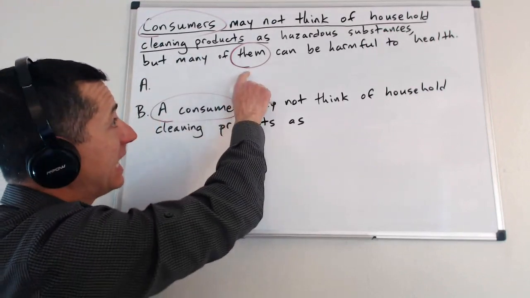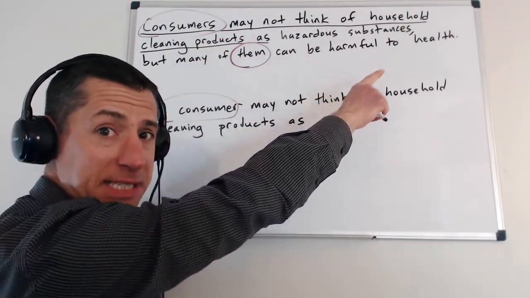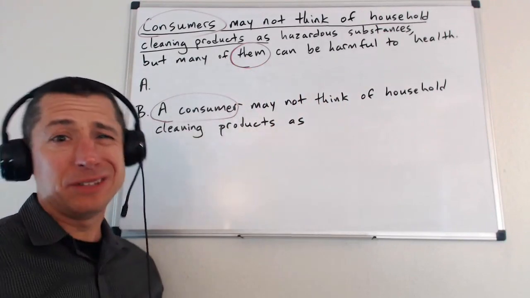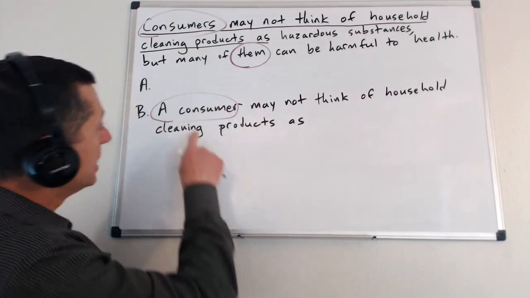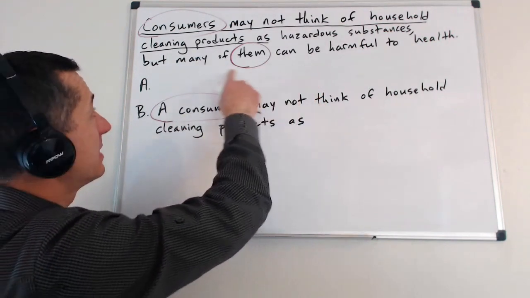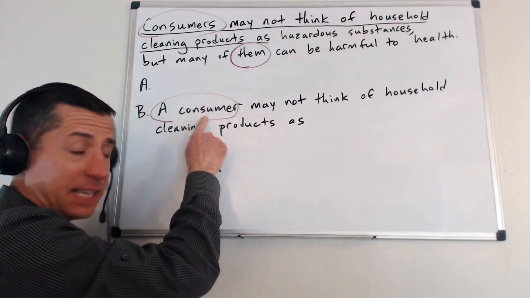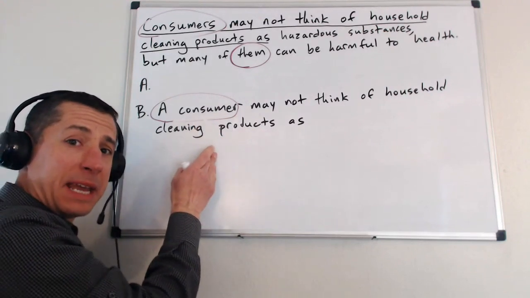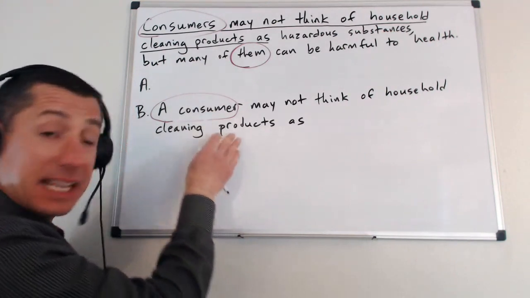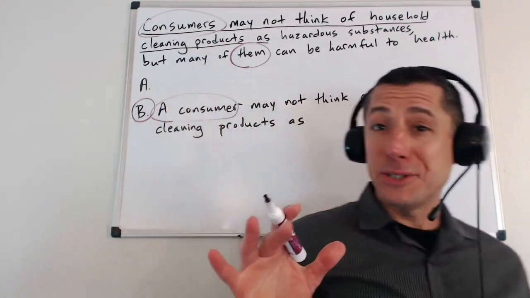So we go from saying them could be consumers, could be cleaning products, could be hazardous substances in theory. So maybe we're saying that consumers can be harmful to health. Obviously, that's illogical. A consumer may not think of household cleaning products as hazardous substances, but many of them can be harmful to health. Now, it can't be consumer in B. It's got to be the cleaning products. So B cleans up that ambiguity. So given the choice, given the fact that nothing else changes as a tiebreaker, I'm picking B here without a doubt.